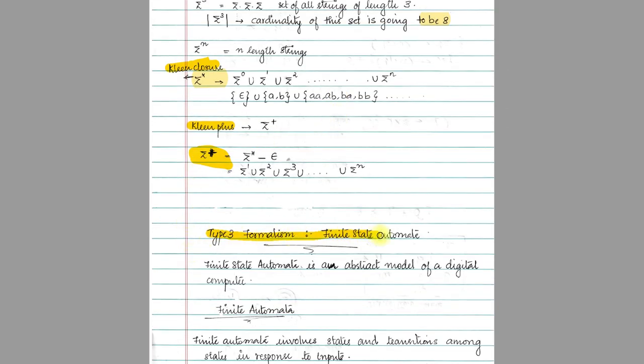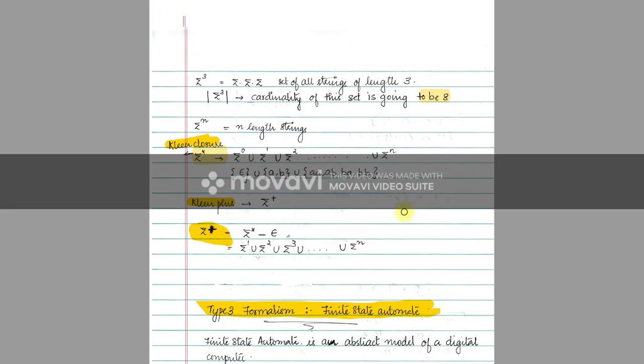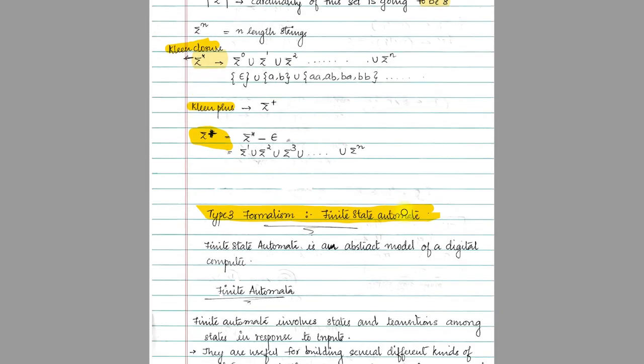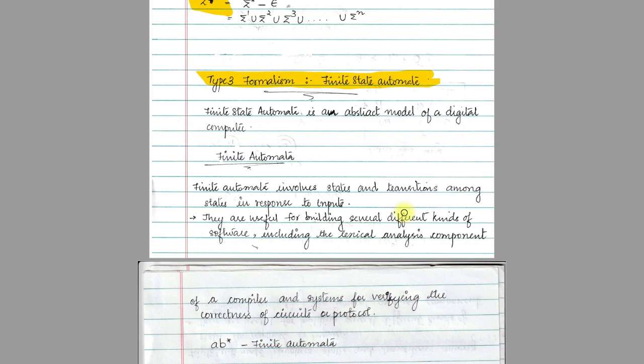Now, type 3 formalization, finite state automata. So far we learned what the theory of computation is, the basics of theory of computation, and the powers of alphabets. Now we are going for the formalization, that is finite state automata. What do you mean by finite state automata? It's an abstract model of a digital computer.